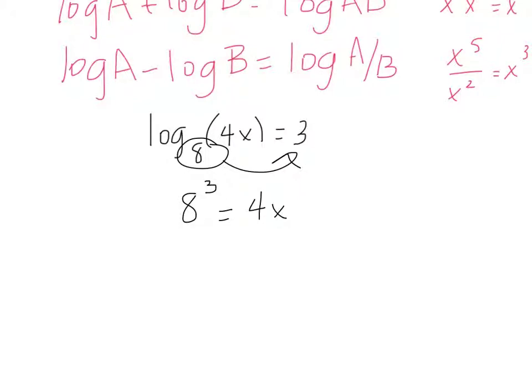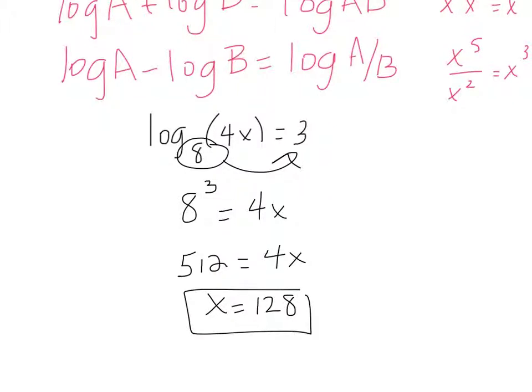So 8 to the 3, that's not probably one I would ask you on your non-calculator, but you can easily find it off to the side if you need to. It's 512, or you can use your calculator, equals 4x. So when you divide by 4, you get x is equal to 128. Okay, so your answer would be 128.